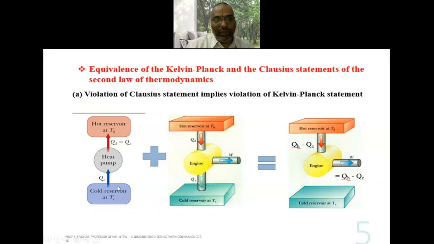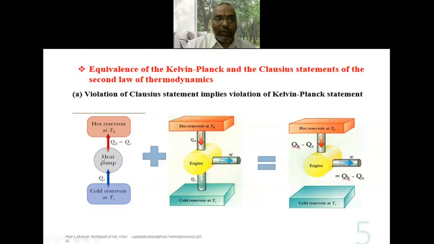Here you can see the heat is transferring from the lower temperature body to the higher temperature body. Is it possible? No, it is not at all possible. It is violating the second law of thermodynamics. Which statement is it violating? It is violating the Clausius statement, because the Clausius statement says that heat always travels from the higher temperature body to the lower temperature body. It cannot travel on its own from the lower temperature body to the higher temperature body. It is leading to violation of the Clausius statement. Let us say that it is not possible.